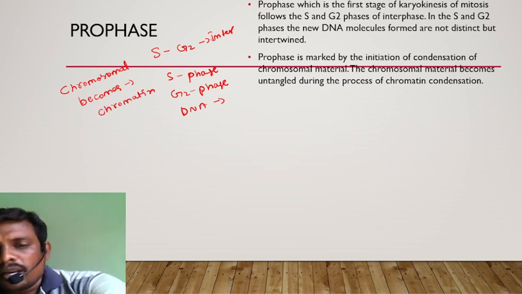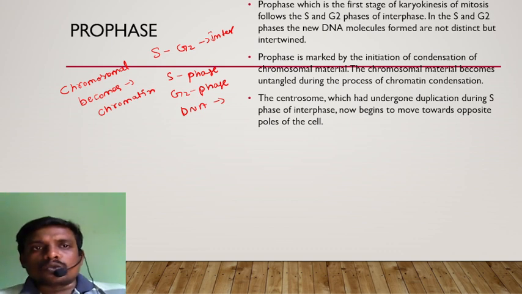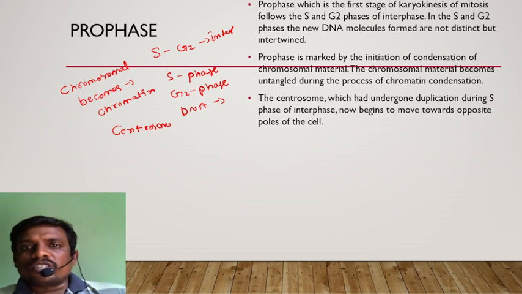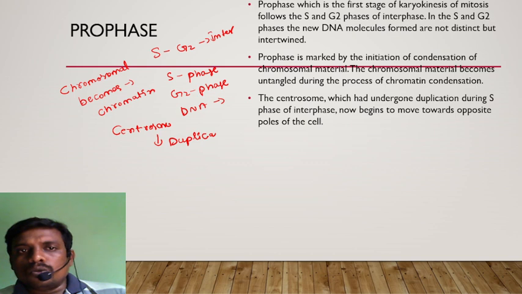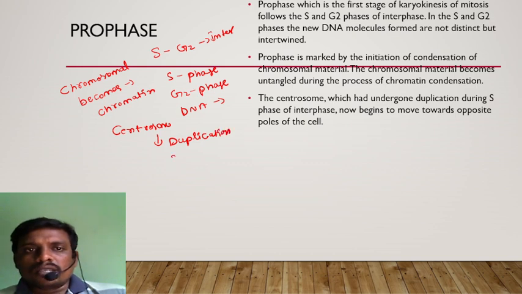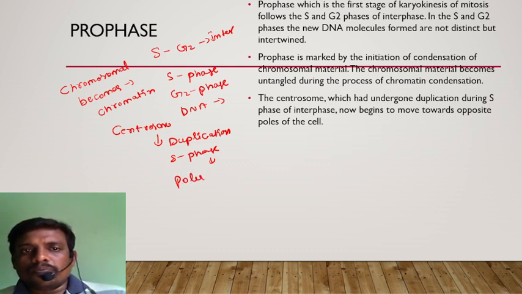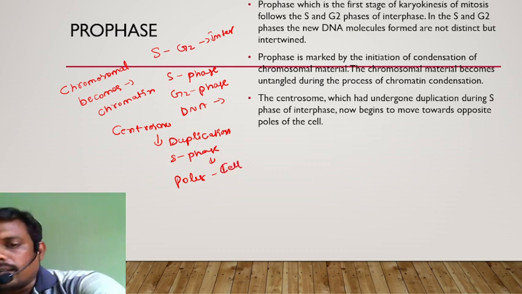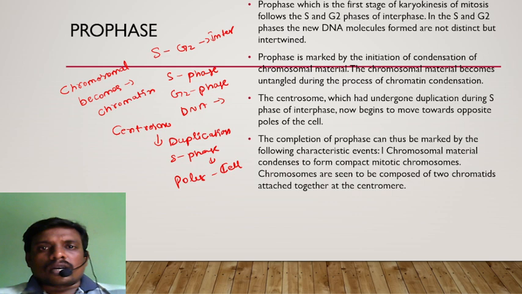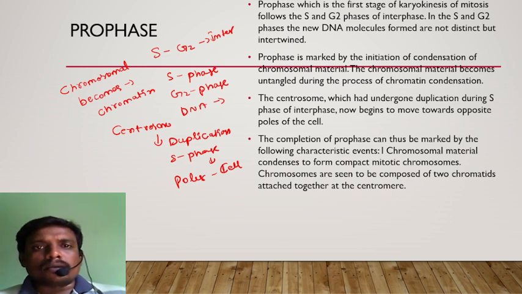The chromosomal material becomes untangled during the process of chromatin condensation. In this case, if you carefully observe, the centrosome, which had undergone duplication during S phase of interphase, now begins to move towards opposite poles of the cell, anterior and posterior side. The completion of prophase can thus be marked by some of the following characters.